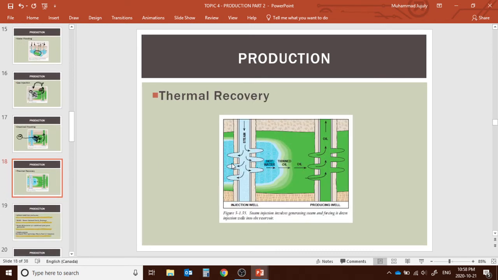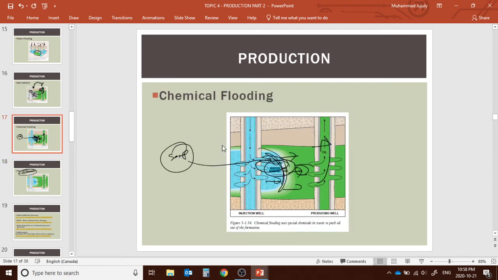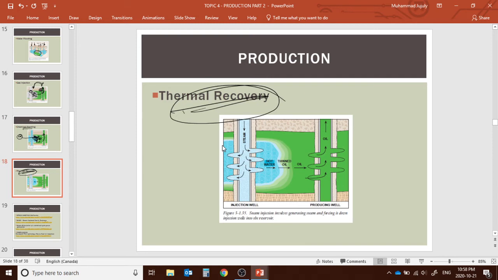Thermal recovery is a very important one. We use a lot of thermal recovery, and chemical recovery also. I've been using the surfactants. This is the chemical flooding. We used that in our oil sands, but mostly we use thermal recovery. For instance, the infamous SAGD is a thermal recovery, or CCS is a thermal recovery.